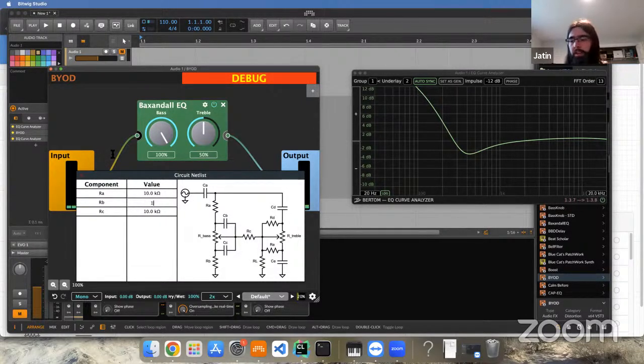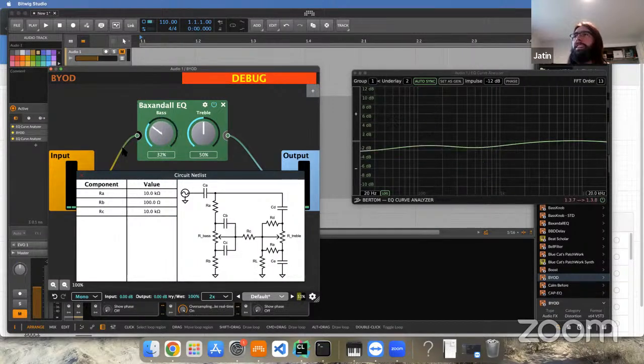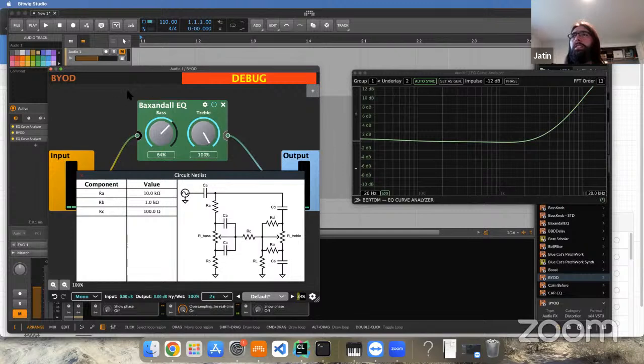RB, I would imagine, works in the opposite way. So if we do 100K, that becomes really big. If we do 100, we get this big notch here. That's super interesting. That's pretty cool. And then what about RC? I'm curious what we'll get from RC, because RC is sort of the barrier between the bass circuit and the treble circuit. So maybe we'll lift both of them and see what happens with RC.